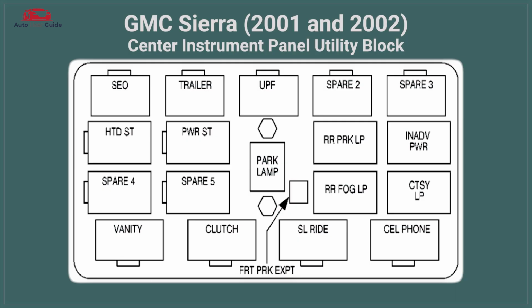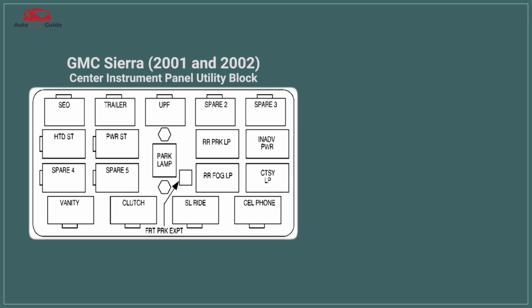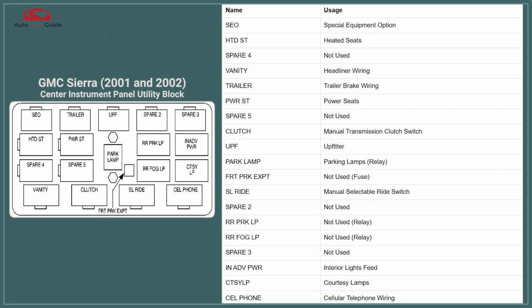The center instrument panel utility block in 2001 and 2002 GMC Sierra manages power distribution for various vehicle accessories. It controls systems like airbags, warning chimes, four-wheel drive controls, and other interior electronics.